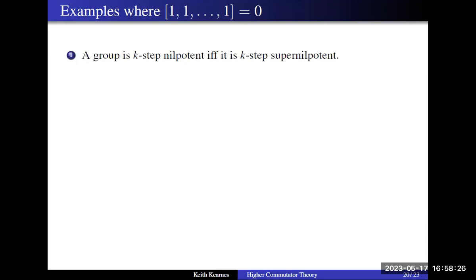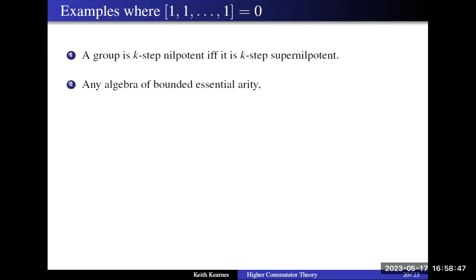Okay, in groups, higher commutator is the same as the iterated binary commutator. You don't learn anything new from higher commutator theory if you want to do groups. Okay, a group is k-step nilpotent if and only if it's k-step supernilpotent. But move away from groups.